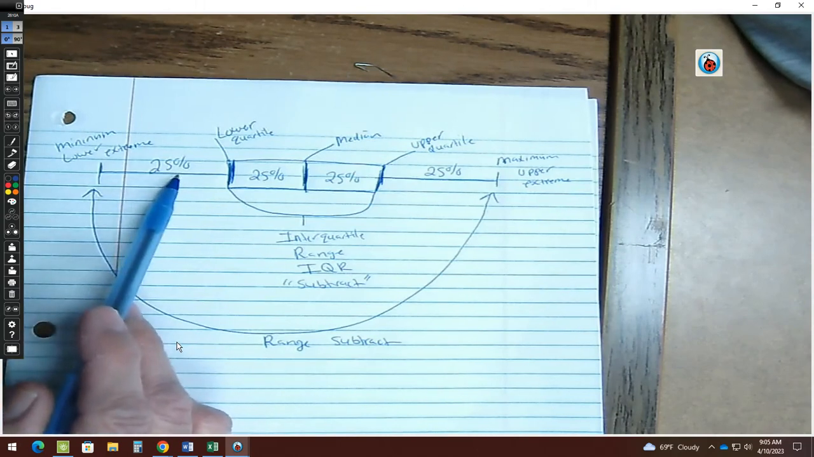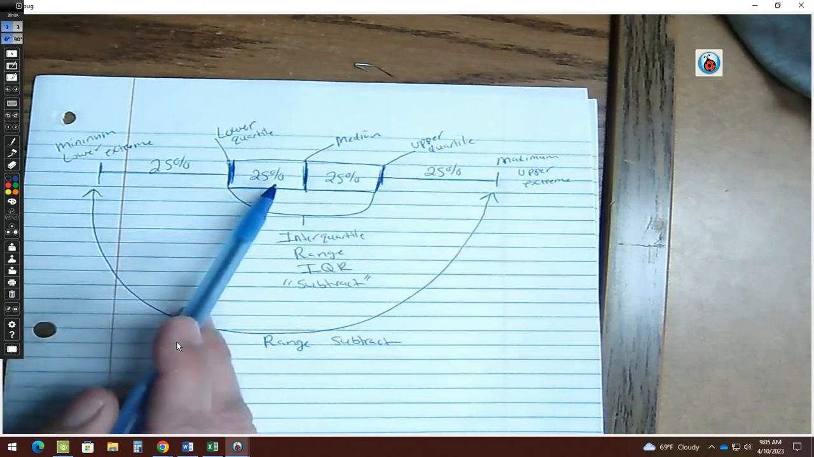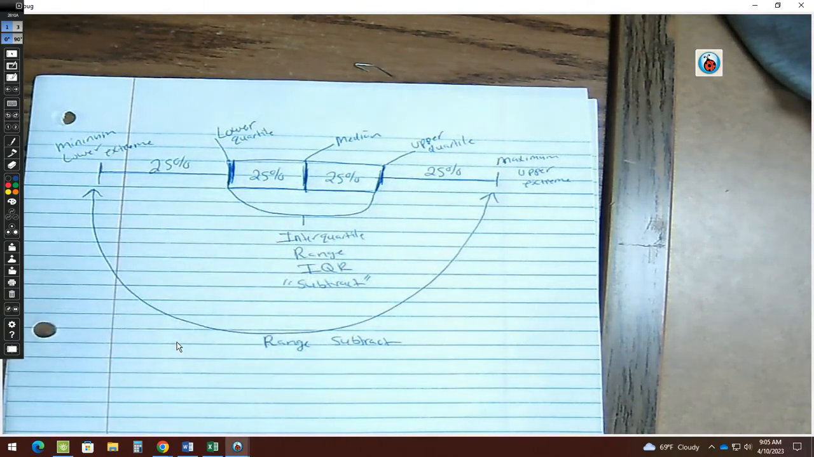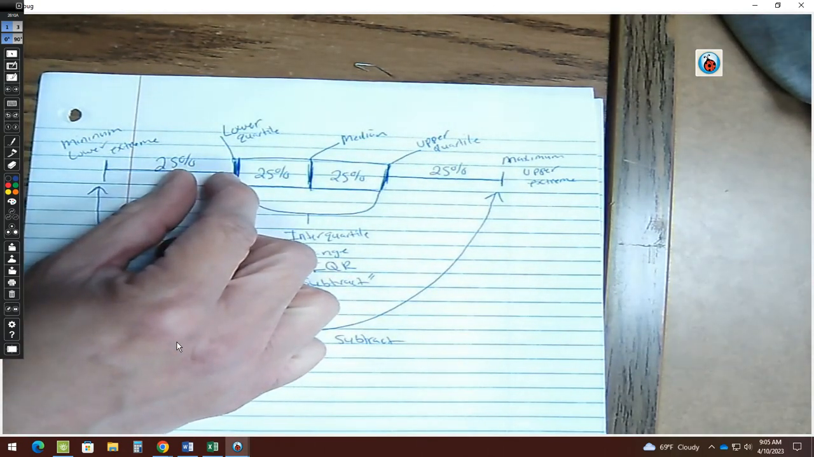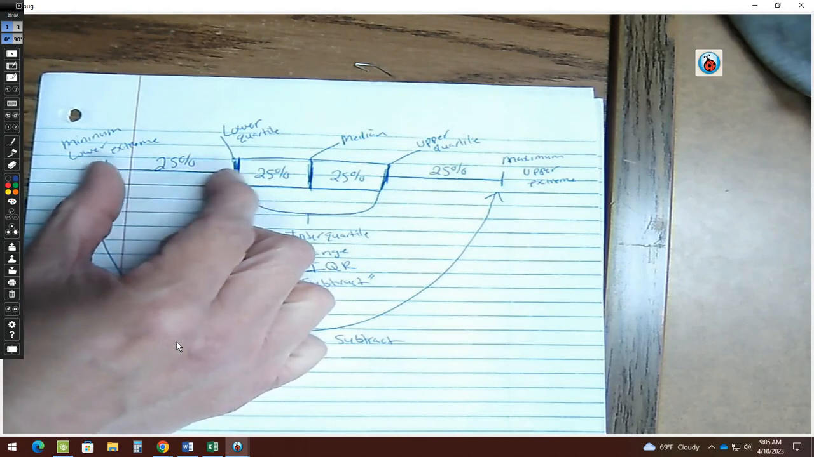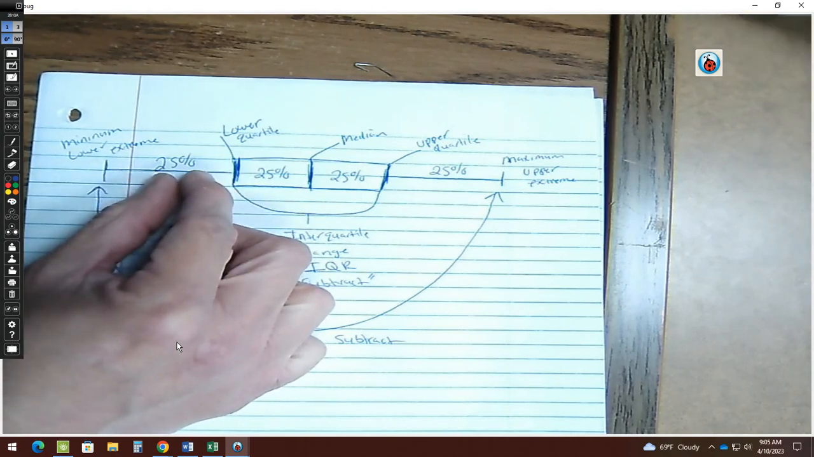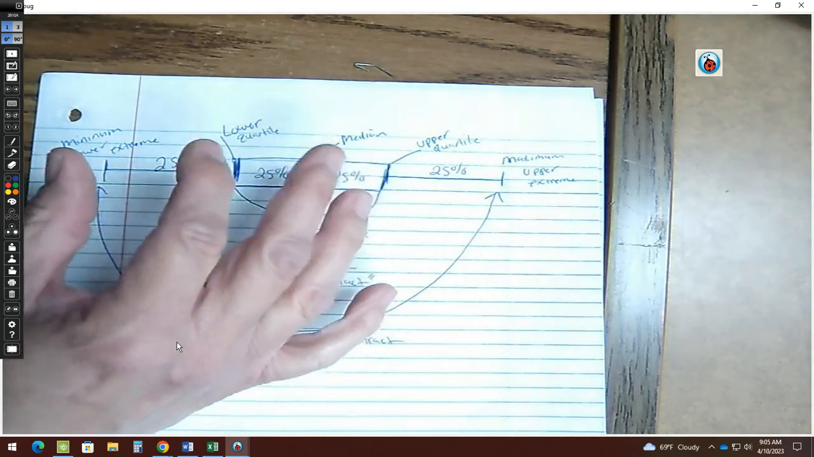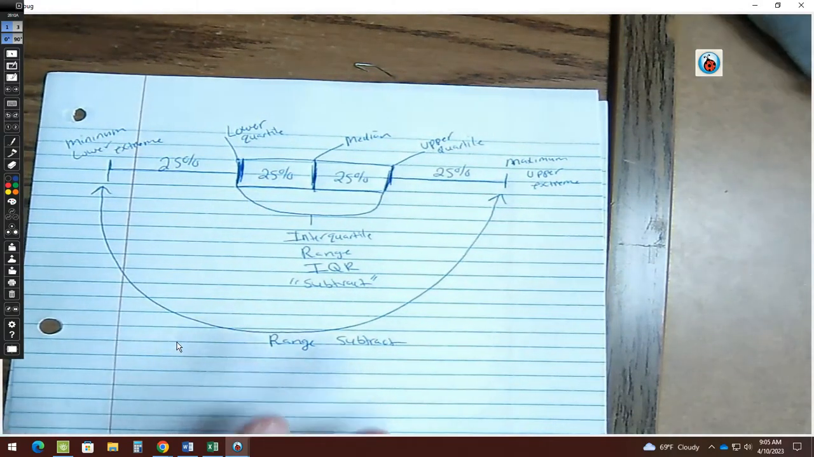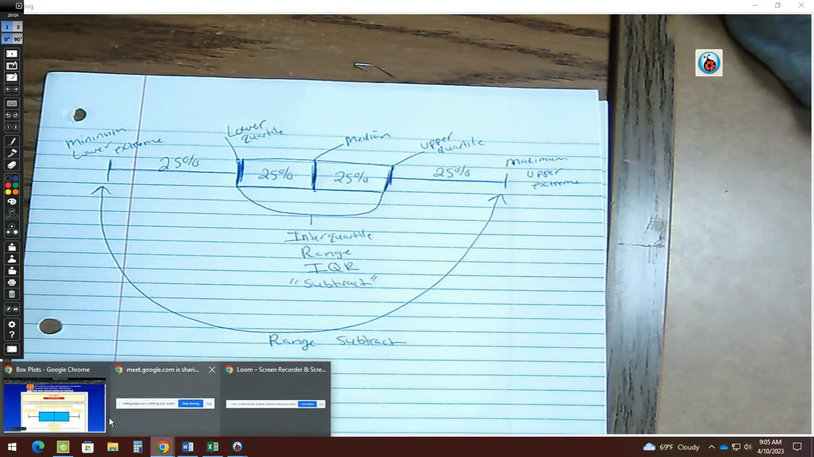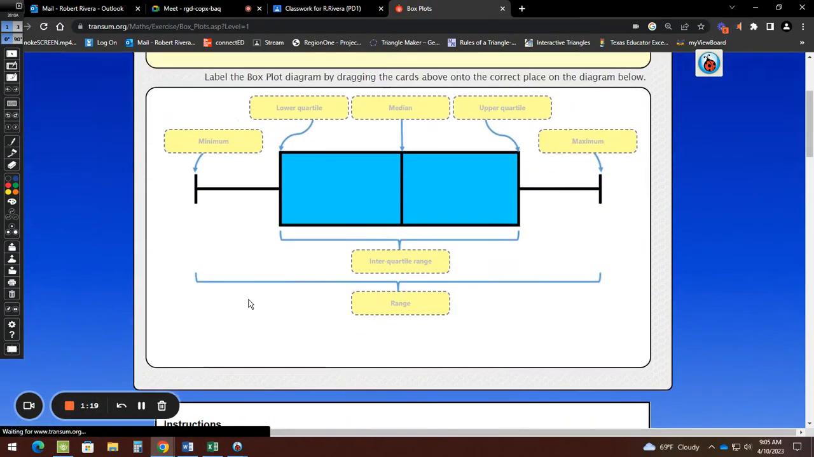Each of these parts is worth 25%, 25, 25, 25, okay? No matter how big this is or how small it is, it's still worth 25%. Sometimes it's longer, sometimes short, because it's the spread of the data, how far the data is apart. Right now I'm gonna go over that, okay? But that's what you should have copied right now so far. Questions? Okay, now we need to go and actually see how it works, okay?